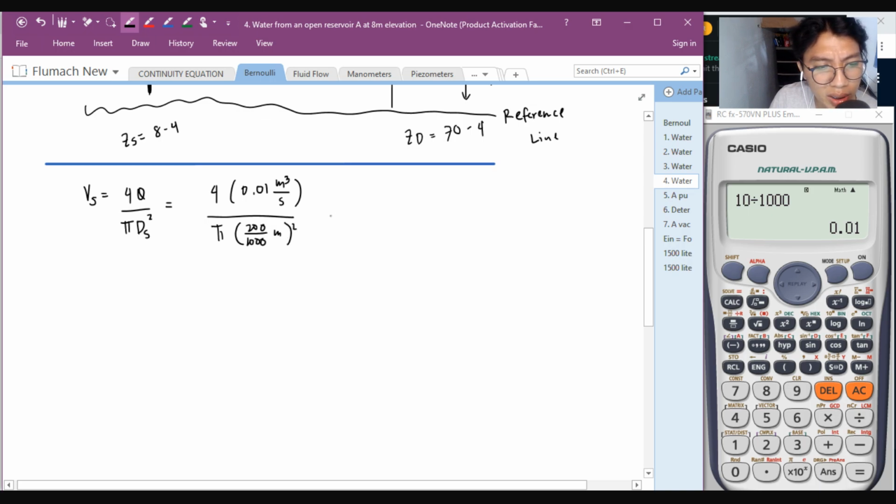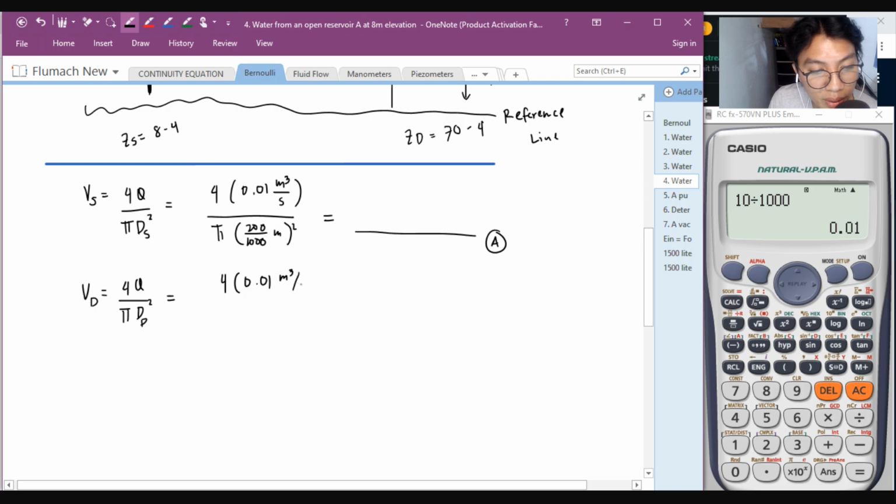meters squared natin. Anong value? Store natin kay A. Tapos yung V, hindi, dapat to B. Pwede na rin. VD equal to 4Q over pi D squared equal to 4 times 0.01 meter cube in every second divide by pi times 150 divide by 1,000 meter tapos square mo. Okay? So, i-store natin yung value niya kay B.